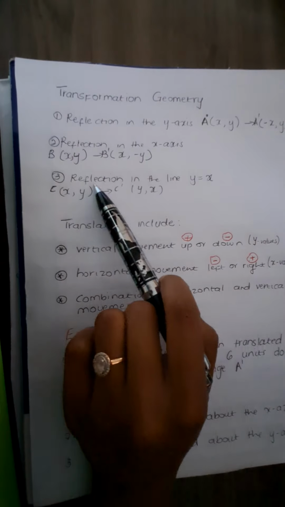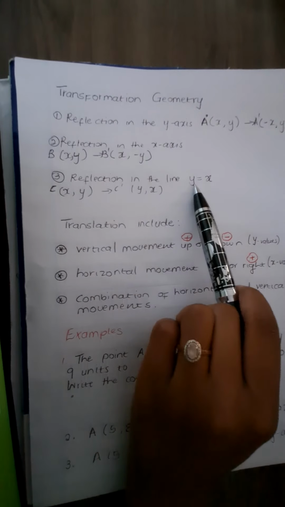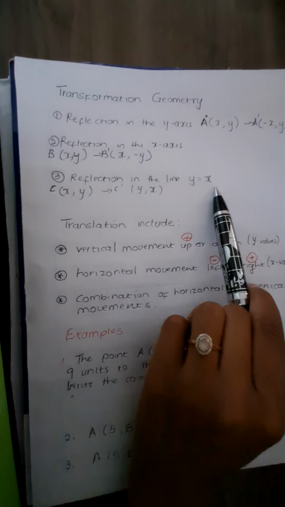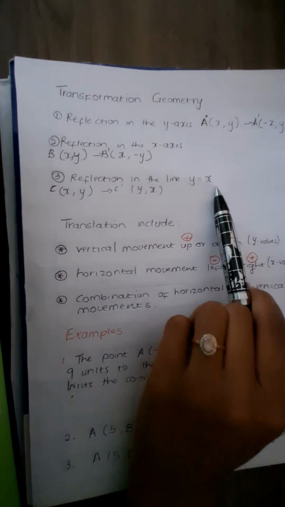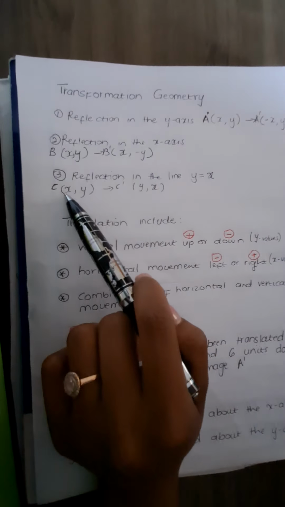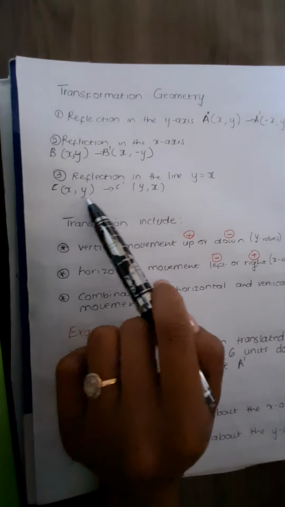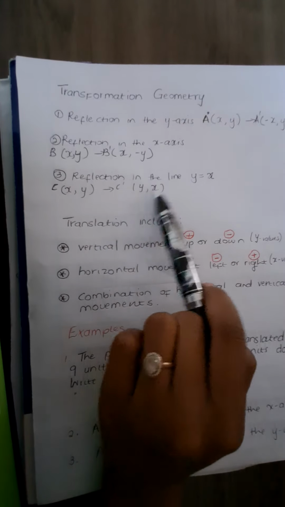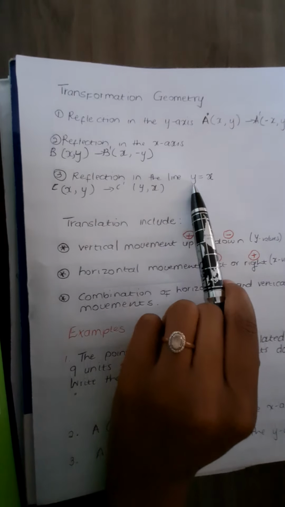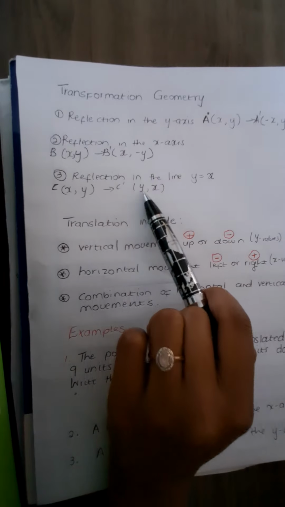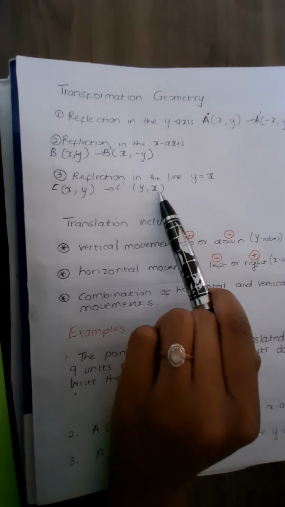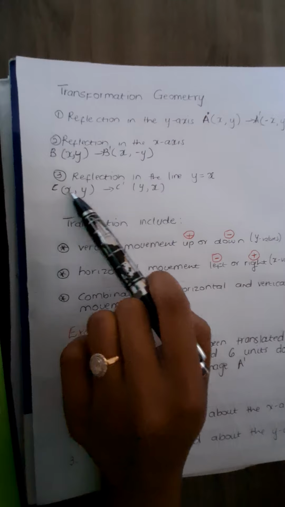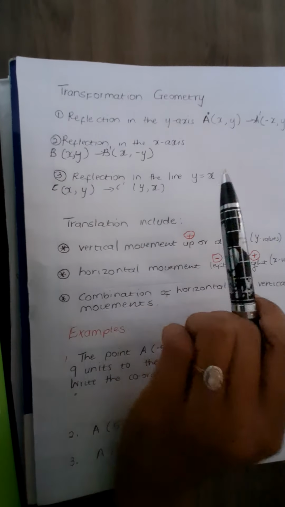And then we have reflection in the line y equals x. Your original image is C, which is x and y. Then your new image after reflecting it about the line y equals x will be y and x, meaning those two coordinates just swap.